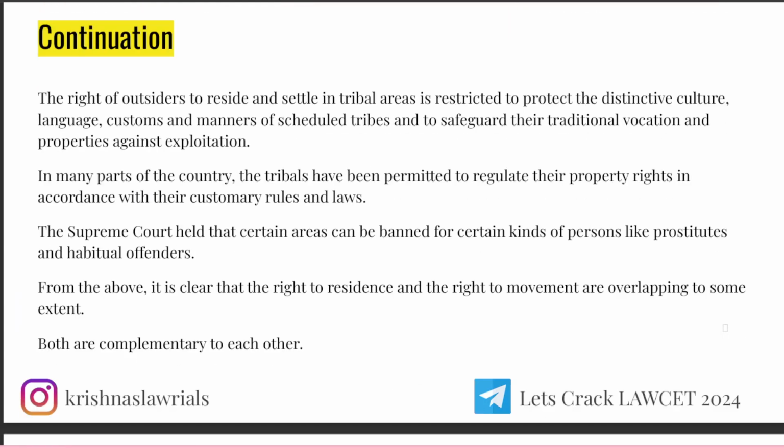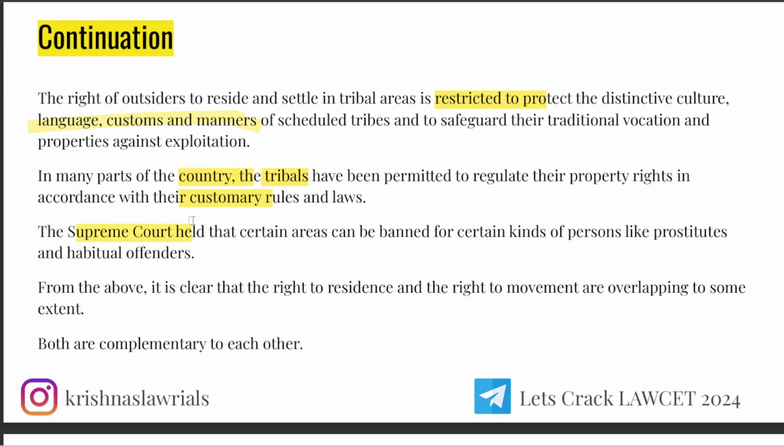Here the right of outsiders to reside and settle in scheduled tribe areas is restricted. Why? To protect their culture, customs, language and manners. In many parts of the country, scheduled tribals' property will be governed only according to their laws, their customary laws. We have our own customs, right? So the tribals' property will be dealt with according to their customary laws.